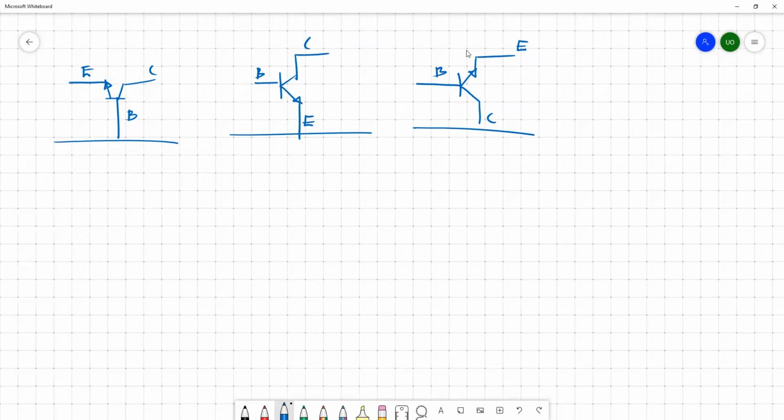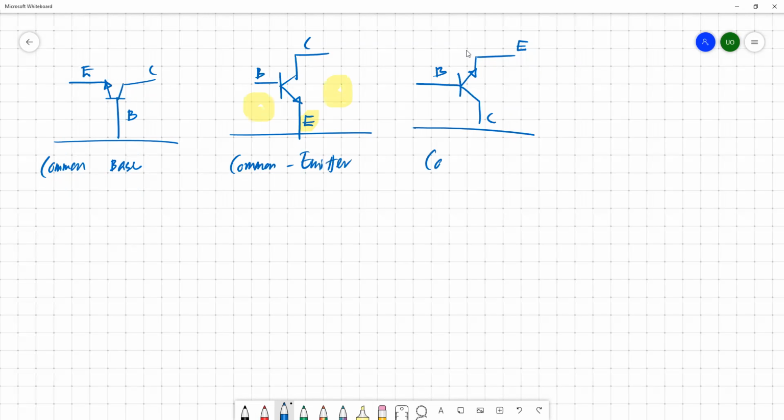The simple difference between these three orientations or configurations is here. By looking at this one, the base is common for the left hand side and the right hand side. So this is common base. For this case, you can easily identify that the emitter is common for this block and this block. So this becomes common emitter.